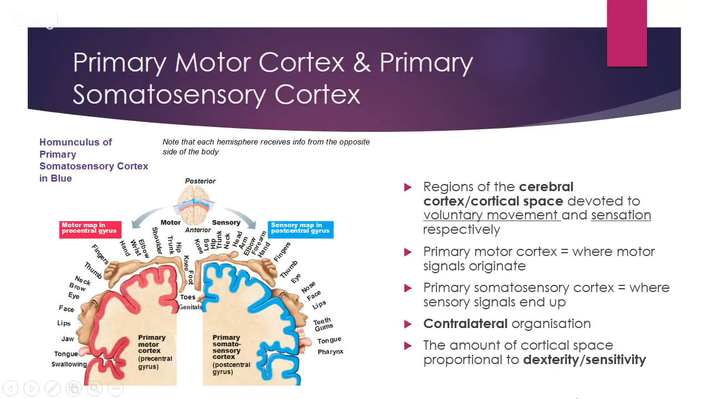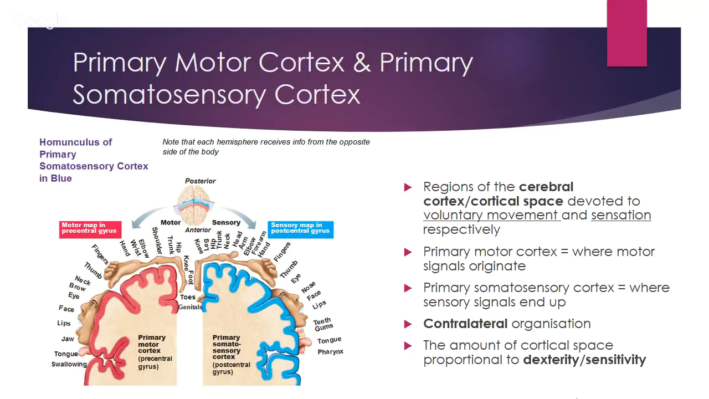So, primary motor cortex and primary somatosensory cortex. As I said before, these are just regions of the cortex, the surface of your brain, that are involved in the motor cortex initiating motor signals and the sensory cortex receiving sensory information. Again, it's contralaterally organized. And one cool thing about these is the proportion of cortical space devoted to any part of your body represents in the primary motor cortex how much dexterity you have. So your hands are going to have a lot more cortical space dedicated to them as opposed to, say, your knees. And in the primary somatosensory cortex, the proportion of cortical space is proportional to how sensitive it is.